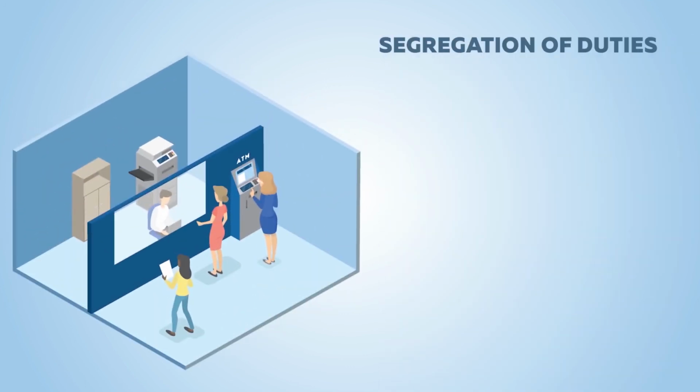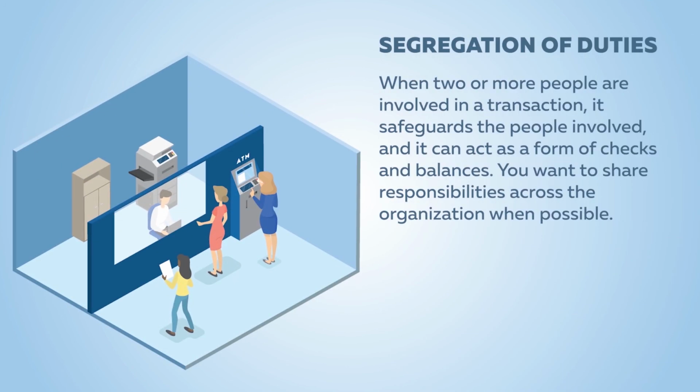Another is segregation of duties. When 2 or more people are involved in a transaction, it safeguards the people involved, and it can act as a form of checks and balances. You wouldn't want the same person issuing and signing checks, for example. You want to share responsibilities across the organization when possible.